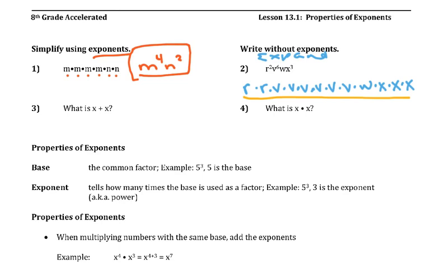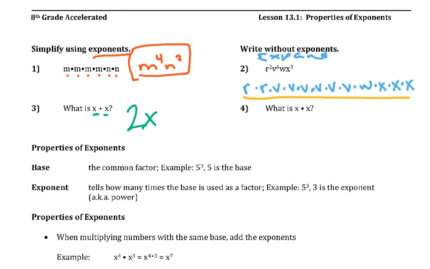So number 3, it says, what is x plus x? So if you have an apple and you put them together, what do you have? You have 2 apples. And so this is going to be 2x. It's not x to the second power. If you have an apple, you don't have apple squares.